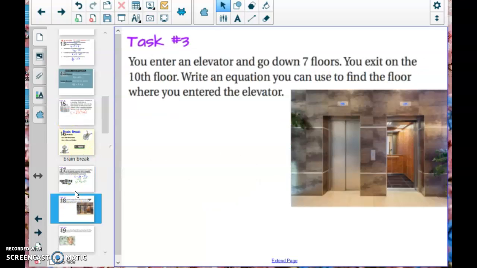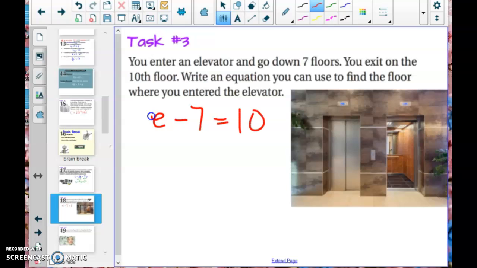Next up, you enter an elevator and go down 7 floors. You exit on the 10th floor. Write an equation you can use to find the floor where you entered the elevator. So you enter an elevator and go down 7 floors. So we'll say you started at E, you minus 7 floors, and you exited at the 10th floor. That would be what the equation would look like to solve where you entered the elevator.